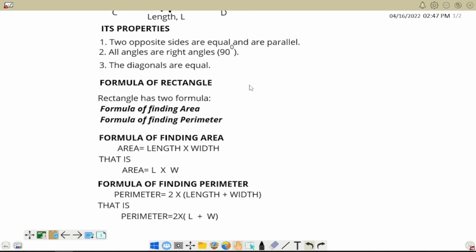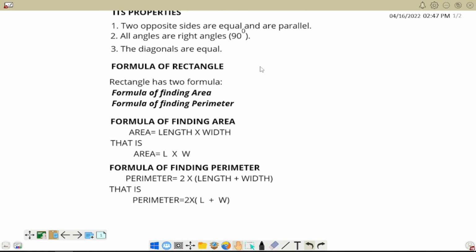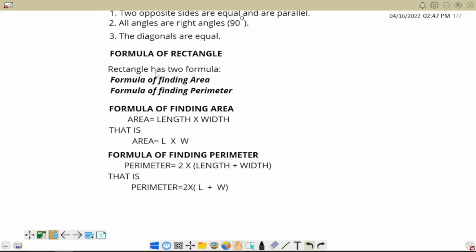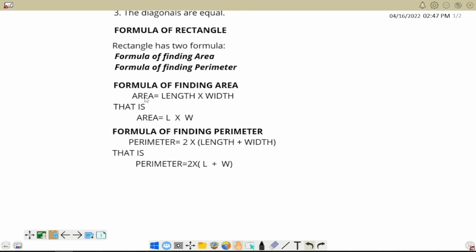Any rectangle has two formulas. Formula number one is the formula of finding area, and formula number two is the formula of finding perimeter. So let us start with the formula of finding area. The area of any rectangle is equal to length times width. So in order to find the area of any rectangle, you have to take the length times its width if you are given.